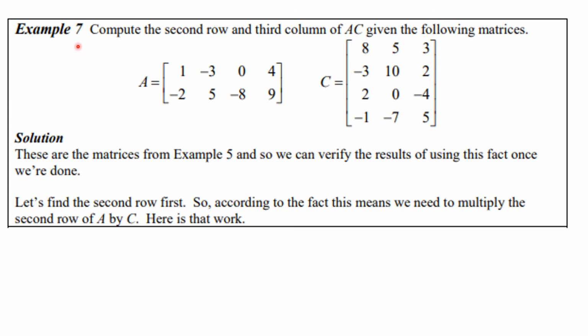But we're going to use that theorem to compute the second row and third column of AC for the following matrices. And realize that this is defined because this is 2 rows, 4 columns, and this is 4 rows, 3 columns. So the product is going to be a 2 by 3. Okay, so these are matrices from a previous example, and so let's just find the second row first. According to the theorem, this means we need to multiply the second row of A by C. So let's look at that work.